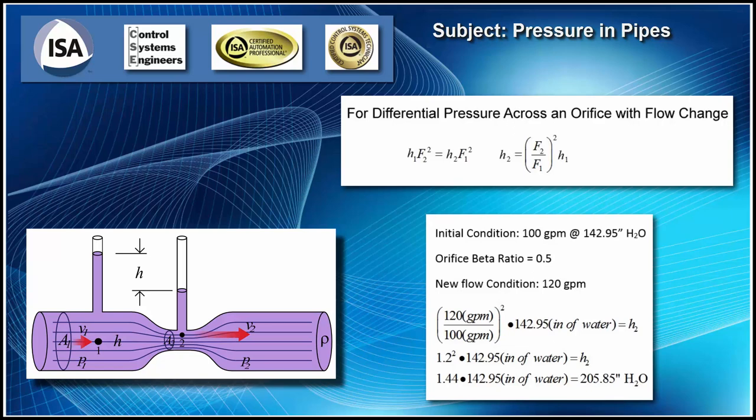Okay, so in this time, our initial condition is 100 gallons a minute, goes on the bottom. Our new condition is 120 gallons a minute. So we take 120 divided by 100, which is 1.2. We square that and multiply it times 142.95 inches of water. So the 1.2 squared becomes 1.44 times 142.95 inches of water equals 205.85 inches H2O. So we can see our head became really large. It actually almost doubled here.